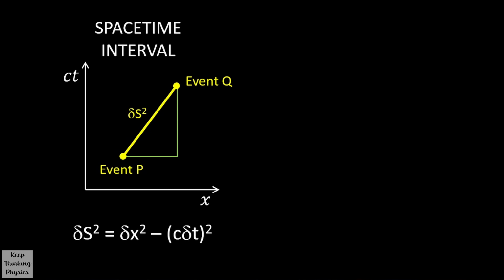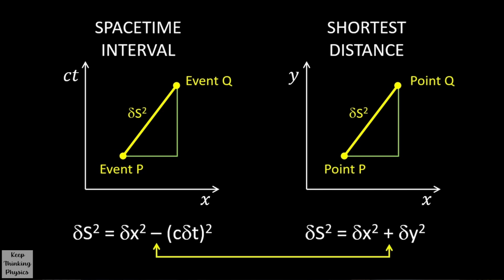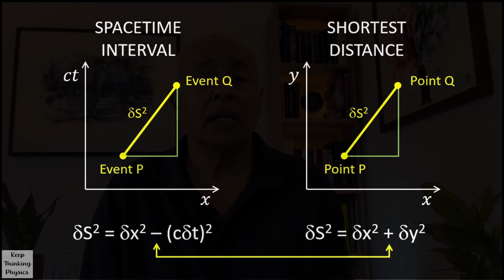If we compare this to our more usual view of the distance between 2 points in Euclidean space, then we can see that the obvious difference is that there is a minus sign in the space-time formula. This minus sign is an indicator of why space-time is different, and let's see what our space-time interval formula implies.